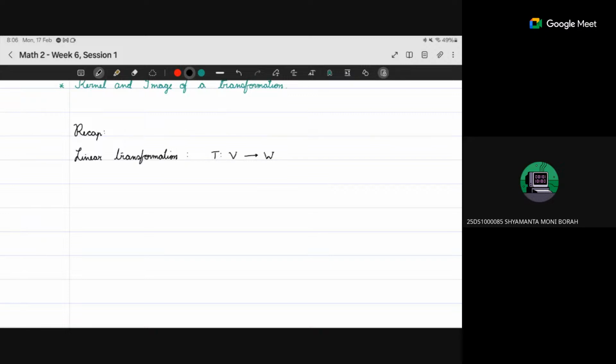But anyway, let me write that down first, only then it will be clear. A map T from V to W such that T of V1 plus V2 is T(V1) plus T(V2) and T of CV is C T(V). This is for all V1, V2, V in V and C in R.